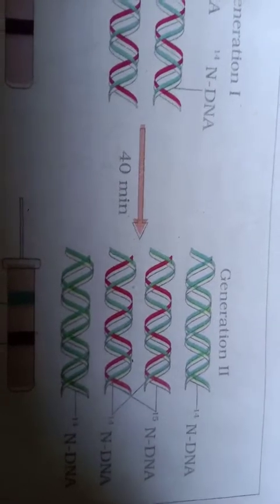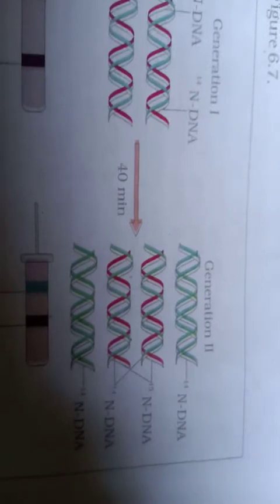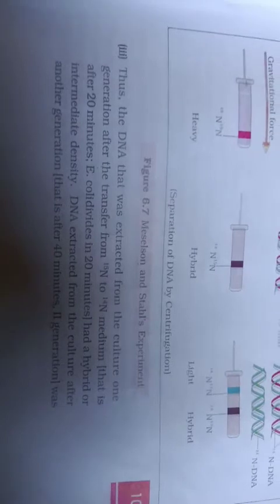This is very simple to understand. E. coli has the capability of reproducing fast. It reproduces in just 20 minutes, so this experiment does not take much time. The DNA extracted from the culture one generation after the transfer from N15 to N14 medium, that is after 20 minutes, since E. coli divides in 20 minutes, this you have to keep in mind.